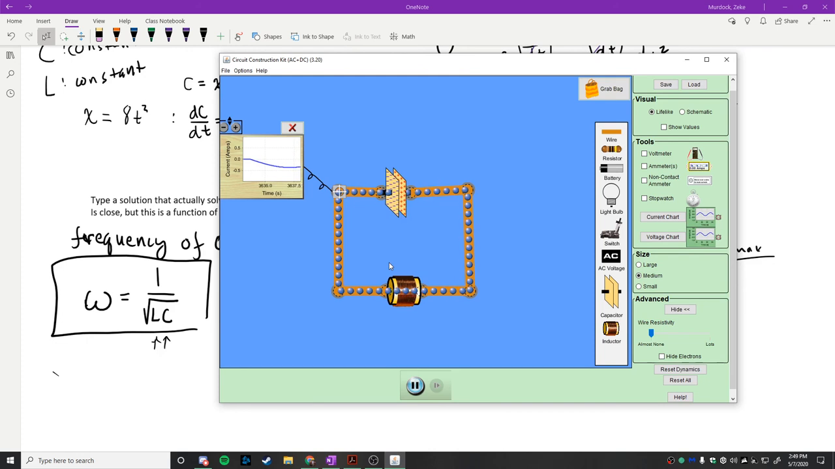Remove. Okay, so there's our oscillation. It's oscillating back and forth. If we show the values on these things, that one's kind of hard to see. This one says 0.1 farads and it says 50 henries, right? If you plug that into this expression, what would you get? 0.1 times 50 would be 5. 1 over the square root of 5. What is that? Like something like a half maybe or something like that?